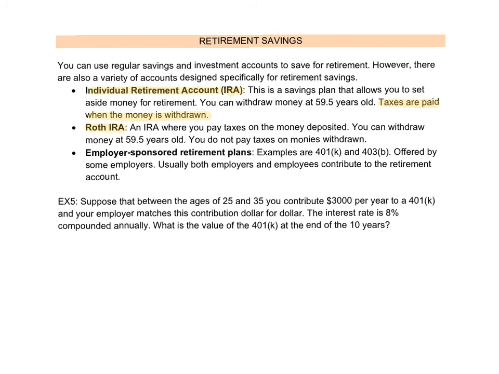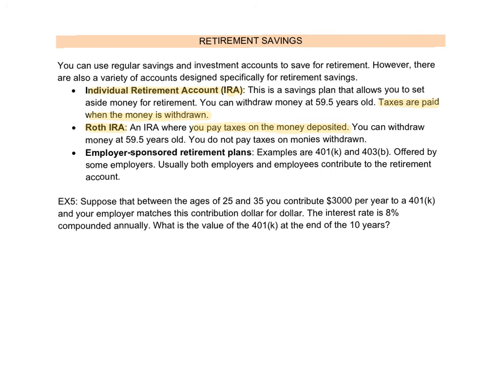Now, a Roth IRA is still a retirement fund. You can withdraw the money at 59 and a half years old as well, but you do not pay taxes on the money that you withdraw because you pay the taxes on the money you deposit. So you pay the taxes first, so you don't have to pay the taxes later. Typically, the Roth IRA is better than the individual IRA because when you pay the taxes in the beginning, it's usually less money that you pay than if you're taxed at the end.